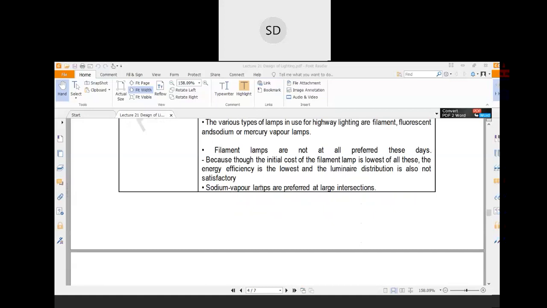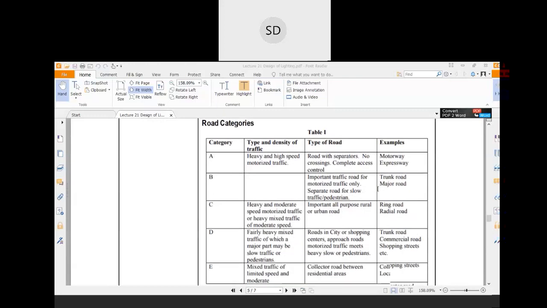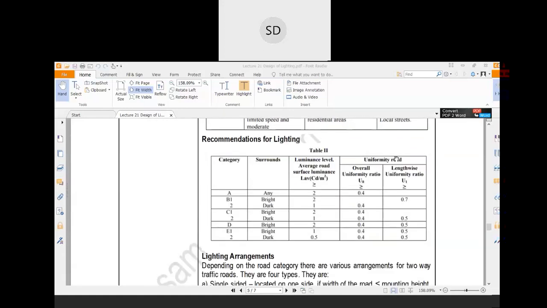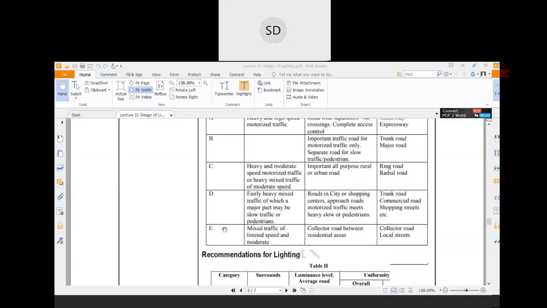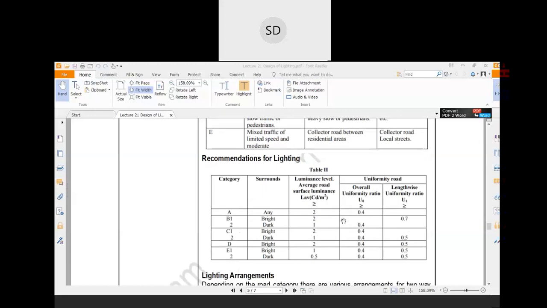Sodium vapor lamps are preferred at large intersections for their increased visibility. There are different road categories and types of roads, A, B, C, D, E, and there are different types of lights and luminance levels used for the road surface. That is not important for you, you can just have a look at it, so that in case you want to design some road lighting condition, you can design based on these parameters.